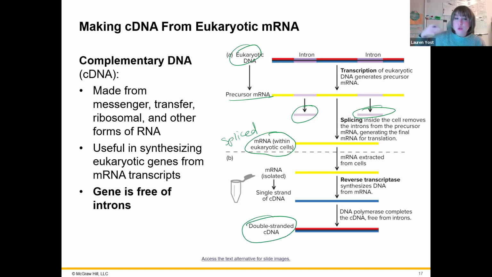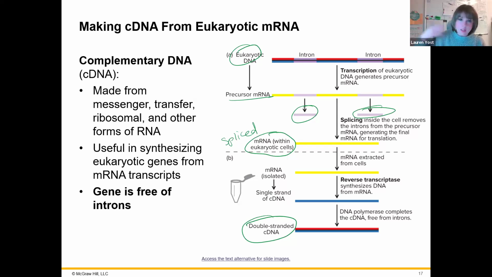It's complementary to the spliced mRNA product. And then we can put that cDNA into bacteria, which is how we get insulin. We literally took the cDNA of the insulin mRNA, which was already spliced, and took that cDNA and then put that into bacteria.